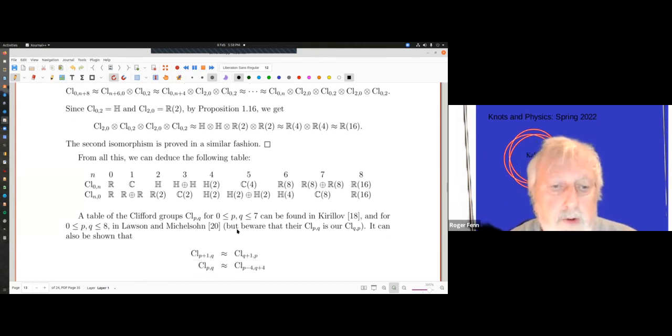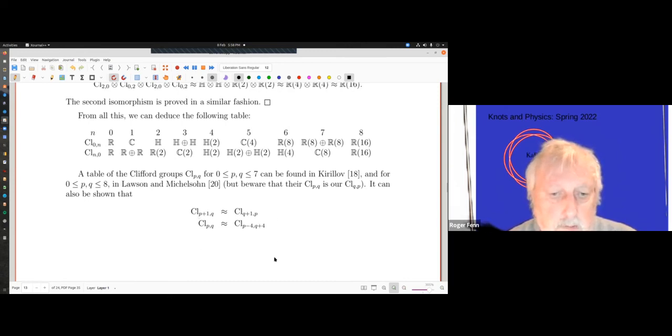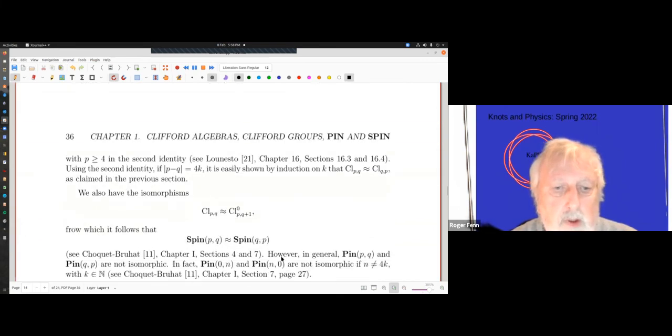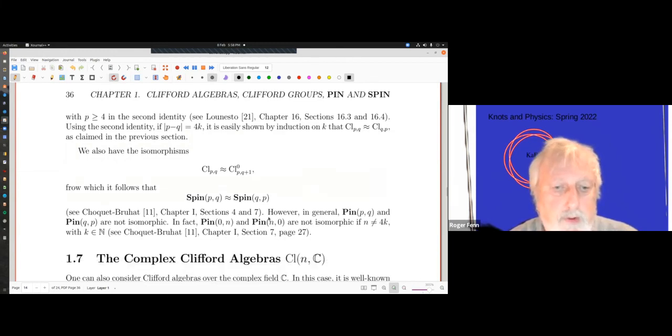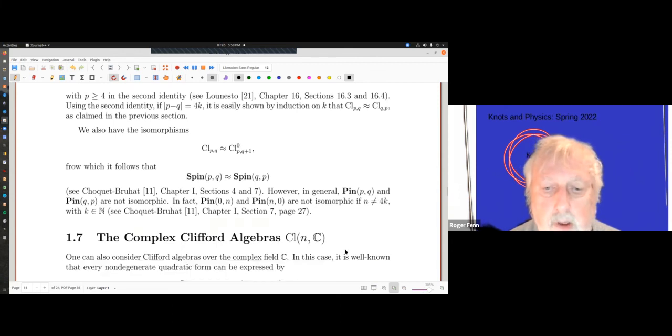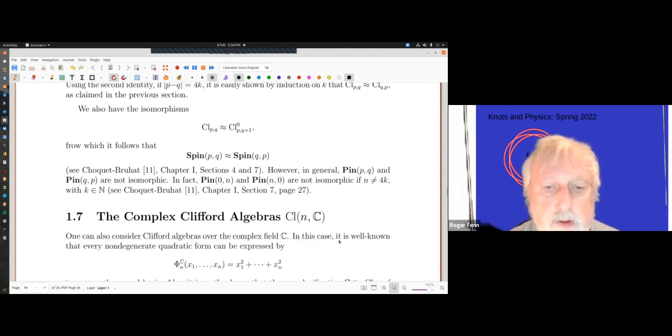And if you want to know what the Clifford groups are, for small values of p, q, they can be found in this reference. And we have this isomorphism here. Then we can also look at complex Clifford algebras, but I'm running out of time. I think if you're interested, you can look at this paper.